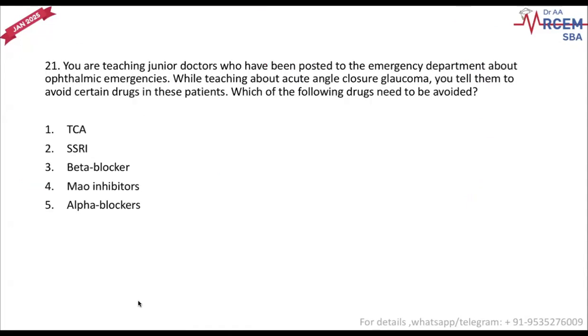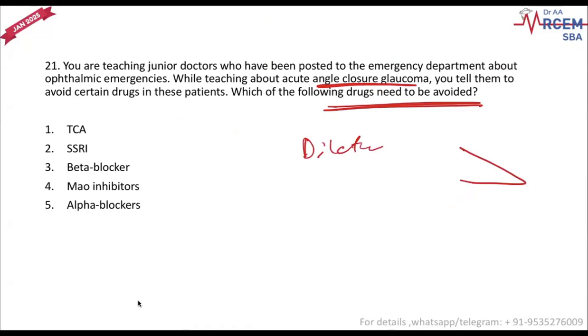You are teaching a group of students about acute angle closure glaucoma. Which of the following drugs needs to be avoided? You need to avoid any drug which causes pupillary dilatation. If the pupil is dilated, the angle will become more and more acute and it will cause obstruction and can predispose to acute angle closure glaucoma. In a known case of acute angle closure glaucoma, do not give it, as it can worsen the condition.